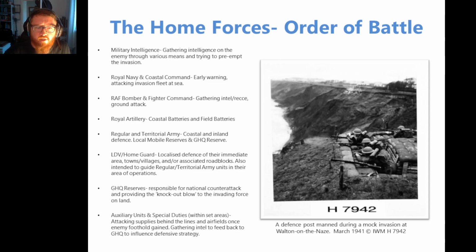So you have your auxiliary units, which would have popped up behind the enemy lines as the enemy went over them. They'd pop up and attack things like supply dumps, ammunition dumps, fuel dumps, and things like that, which should have been a key resource to the invading force and hard to replace. And then you've got your special duties section, which would have gathered intelligence and provided this to general headquarters and the Home Forces.